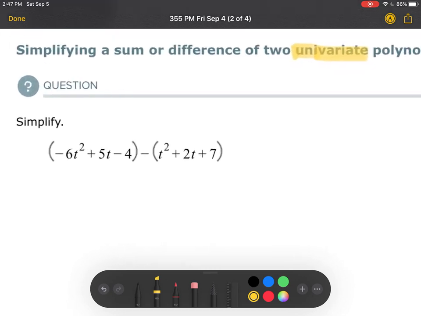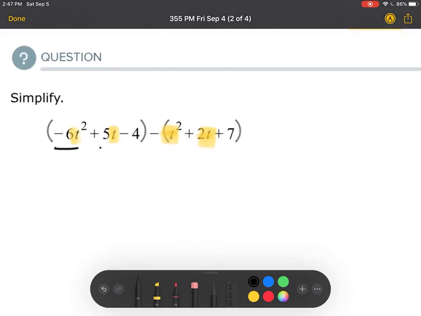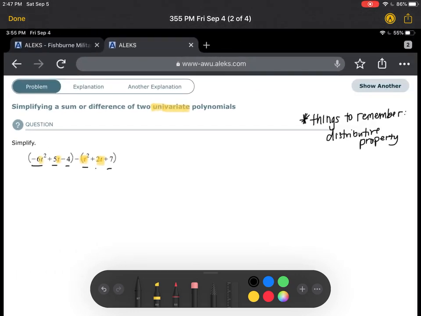But uni meaning one, meaning there is only one variable, one letter in this, and they're all t, and we're going to talk about that in a little bit. And polynomials are just terms, of multiple terms in an expression, an equation. So these are all your terms. So this is just saying adding or simplifying, so solving an addition or subtraction problem with lots of letters and numbers. That's it. So when you think about it like that and not as what it says, it's a lot easier on your brain as to thinking about what you're actually doing.